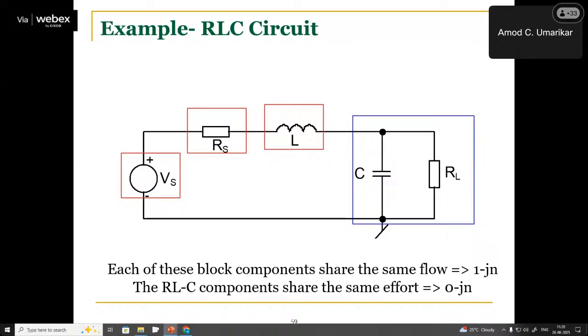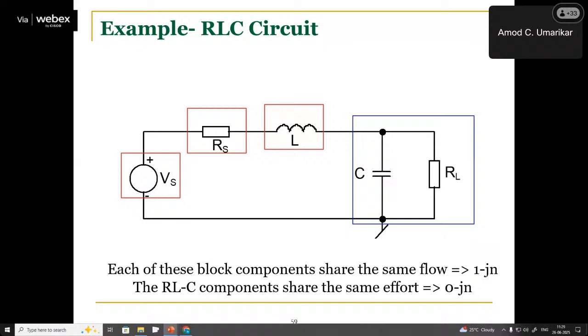Similarly, the load resistance RL and C share the same effort. Why have you taken capacitance and resistance in the same block, sir? Because they share the same flow. The overall block shares the same flow. I'm not saying individual components share the same flow, but in combination RL and C share the same flow or same current. Do you agree?